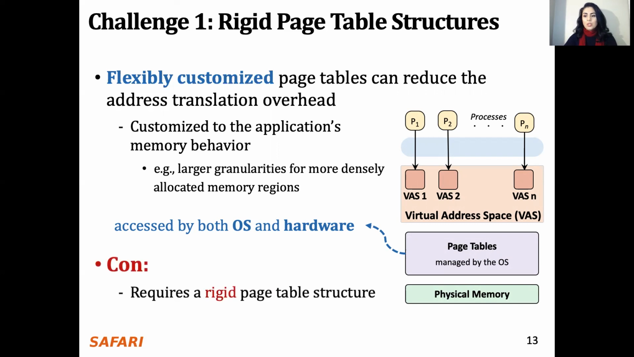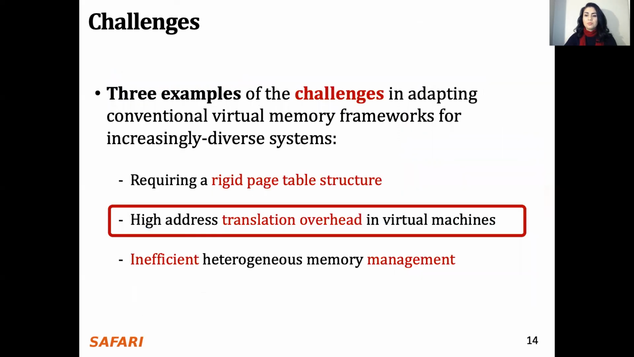This arrangement requires using rigid address translation structures that are shared between and understood by both the hardware and the OS. For example, the 4-level page tables of fixed granularity in Intel x86. As a result, the rigidity of the conventional virtual memory framework makes it challenging to implement the page table flexibility that applications can benefit from.